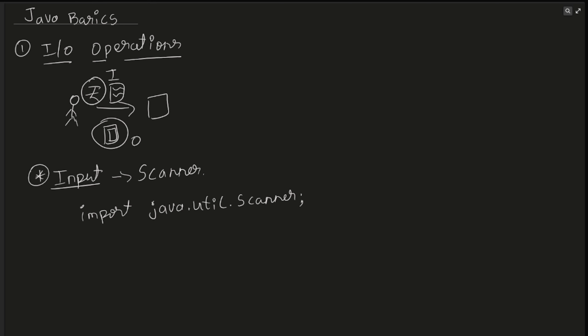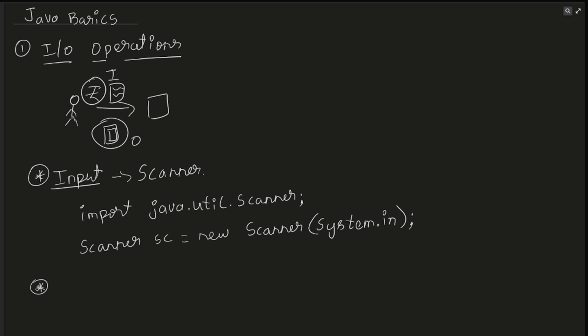And after importing the Scanner class from the java.util package, you need to instantiate it. In other words, you need to create an object of Scanner. And for the Scanner constructor, you need to pass the System.in value. You're all set. Now your program is ready to take input from the user.